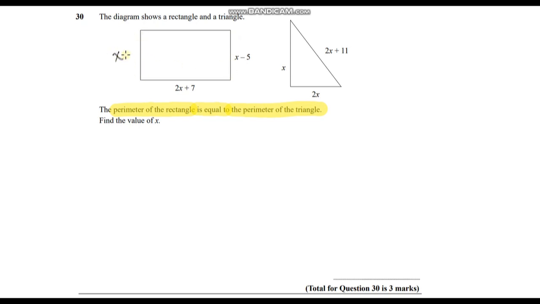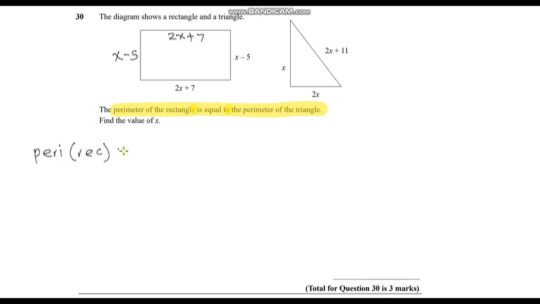So this is going to be x minus 5. And likewise, this length is going to be the same as this length. So this is also going to be 2x plus 7. And we're given all of the lengths for the triangle. So the perimeter is the total distance around a shape. So the perimeter, let's just write peri for the rectangle. I'm just using shorthand here.